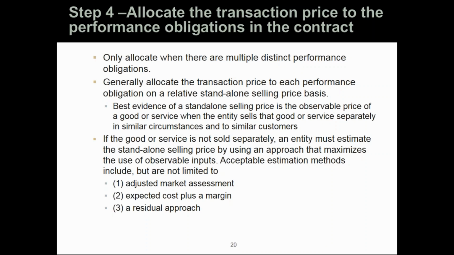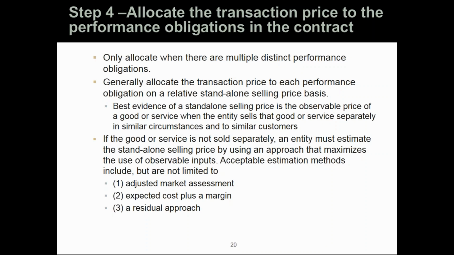The best evidence of a standalone selling price is the observable price of the good or service when the entity sells that good or service separately in similar circumstances to similar customers. If the good or service isn't sold separately, then the entity must estimate the standalone selling price, and there are a few different methods you can use for that estimate. The first is the adjusted market assessment. The second is an expected cost plus a margin. And the third is a residual approach.